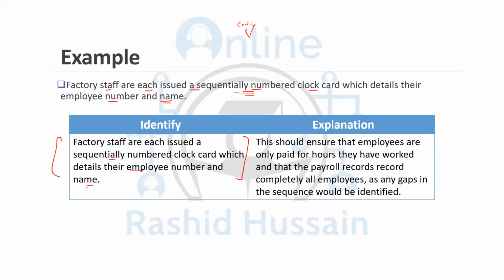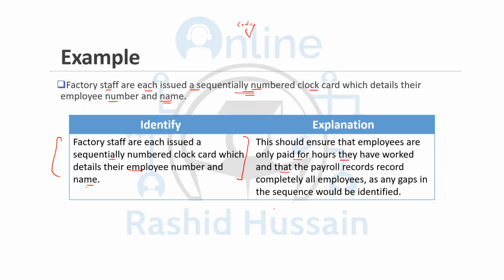Now, because every employee has their own card, which has the number and name on it. Like, for example, an ATM card, debit card, or credit card has the name of the card holder on it. Let's assume I'm claiming this is my card. You can check, okay, show me whether there's a name on the card, Rashid Hussain. If Rashid Hussain is written there, then that means it is my card. So this should ensure that employees are only paid for the work they have performed.